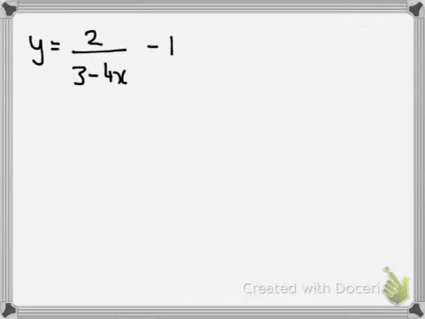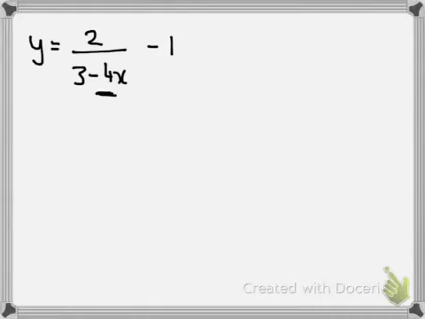Let's have a look at this next question here. We've got 2 over 3 minus 4x, minus 1. And we've got a negative down here in the denominator, which means we're going to get a reflection in the y-axis. And just repeating that because I don't think in my original video I mentioned the y-axis reflection. So that's why I'm doing a couple of these now.